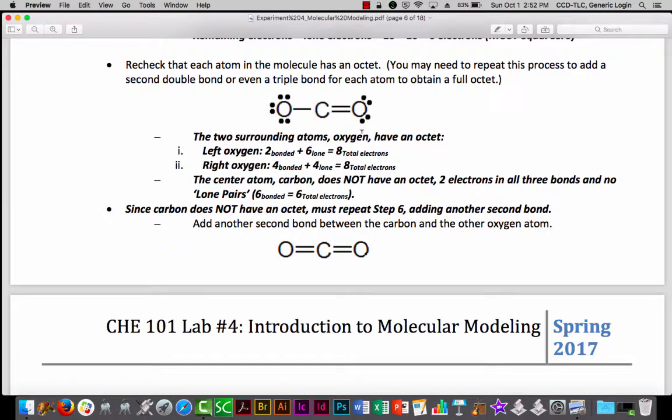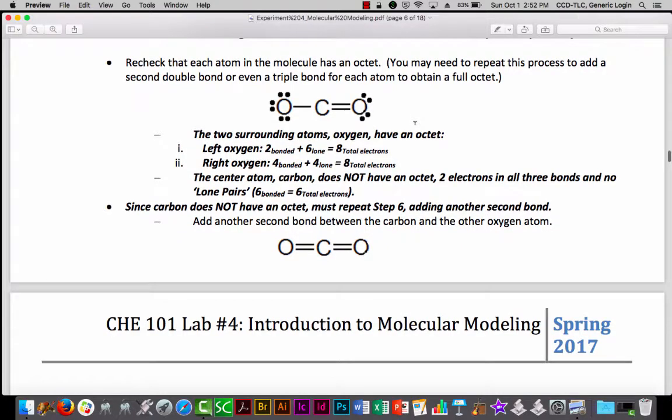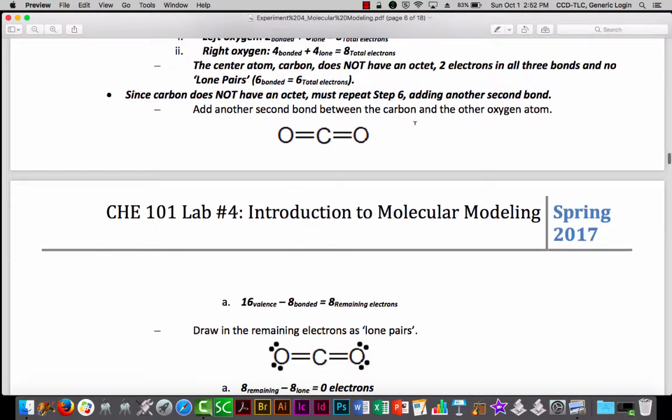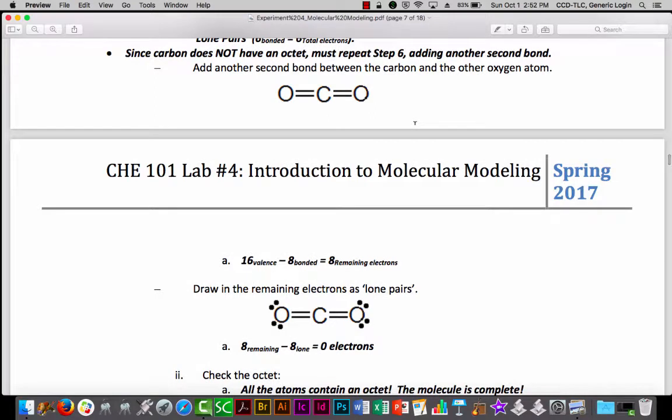Okay, let's look. So oxygen here, we have 4 non-bonding electrons and 4 bonding electrons, 2 from each bond. So that oxygen's good. Check this oxygen, 6 non-bonding electrons, 2 bonding electrons. Okay, we're good there. Now let's look at carbon. Carbon has 3 bonds, 2 electrons each, so that's 6 electrons. Still not 8, so we must repeat step 6, adding another second bond.